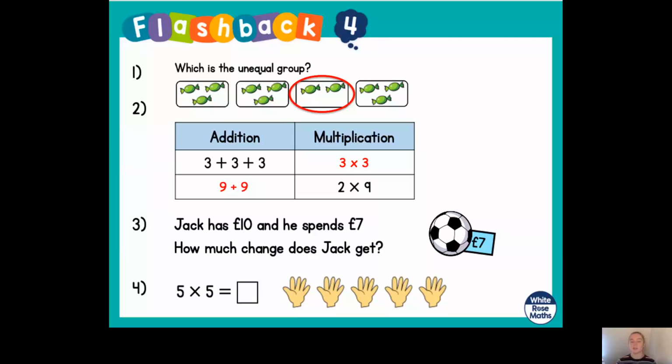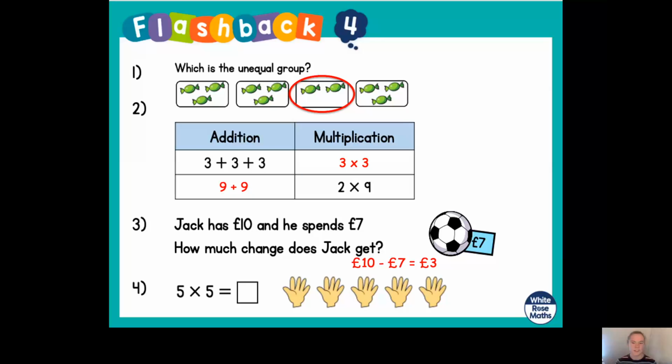Now, number 3, Jack has £10 and he spends £7. How much change does Jack get? Now, when we find the change, we have to subtract the amount of the item, so £7, from the amount that the person has, which is £10. So we need to do 10 subtract 7, which if you know your number bonds to 10, this will really help you because 10 subtract 7 gives you £3. So Jack will get £3 change. Now here's the question. If he was given his change all in pounds, what coins could he have received? Have a think. Pause the video.